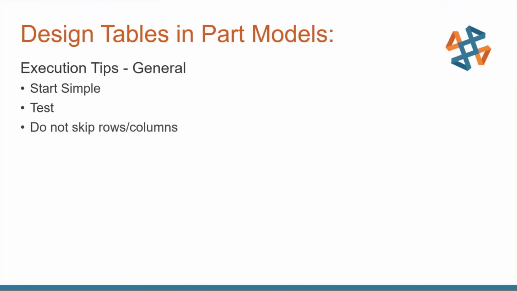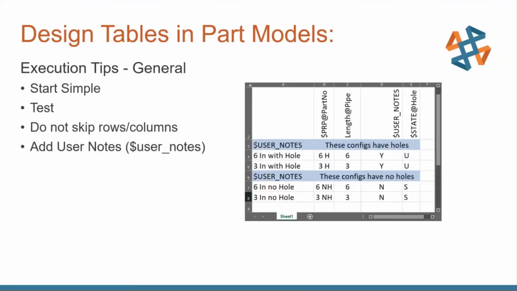You cannot skip rows and columns. If you do, SolidWorks completely ignores anything below a skipped cell or to the right of a skipped cell, but that doesn't mean you can't add information as notes because you can put in user notes. So $user_notes. I'm kind of highlighting some of the most common or maybe needed parameters here. So if you do need to skip a cell, there you can see 2 rows, $user_notes. These configs have holes versus no holes. Notice there are no spaces. It must be user_notes.